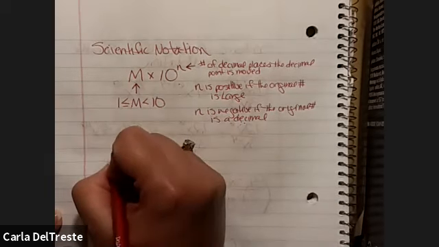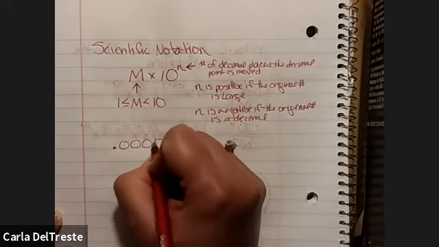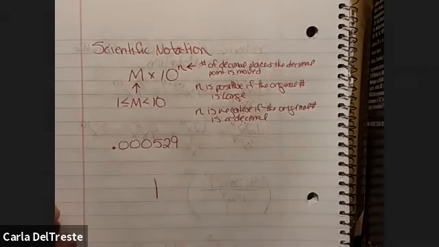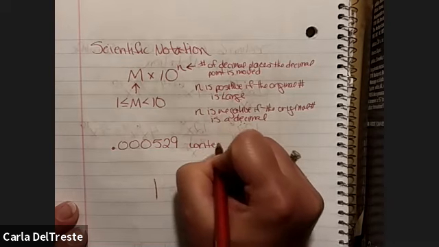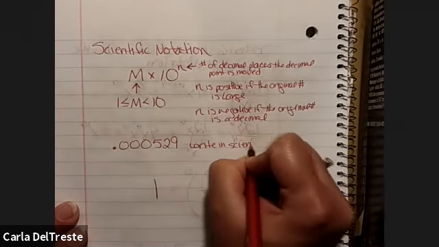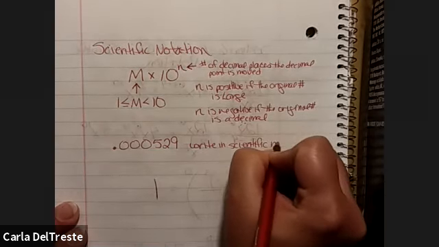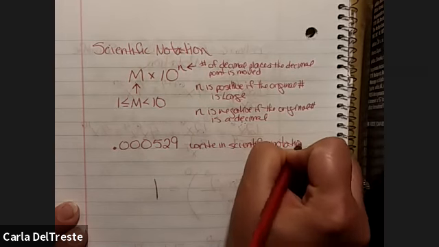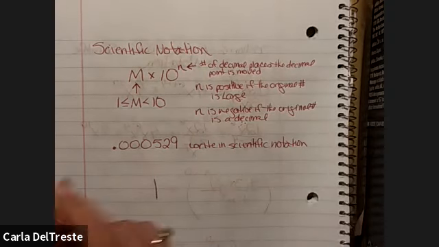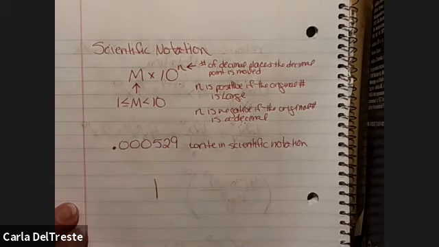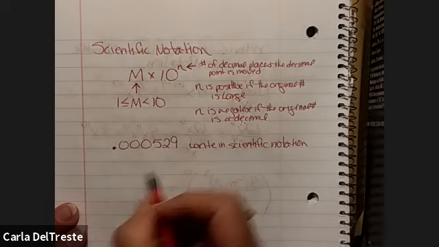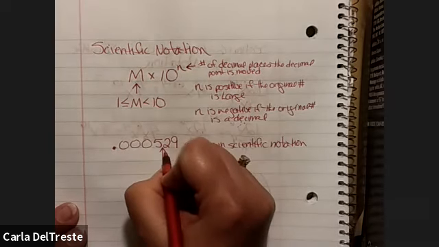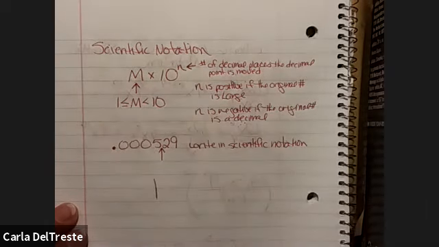I want to take 0.000529, and I want to write this in scientific notation. I don't want the decimal point to be here. I want to create a number between 1 and 10. Good news is there's only one place to move the decimal to make that happen. I want the decimal to go between the 5 and the 2.